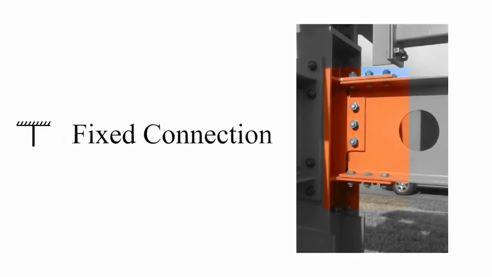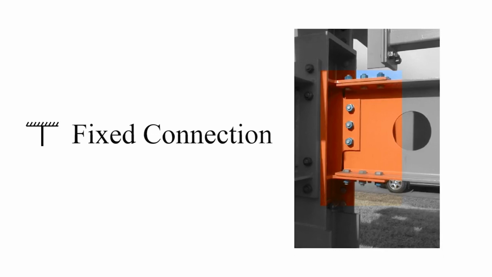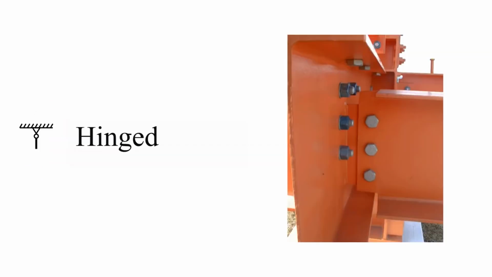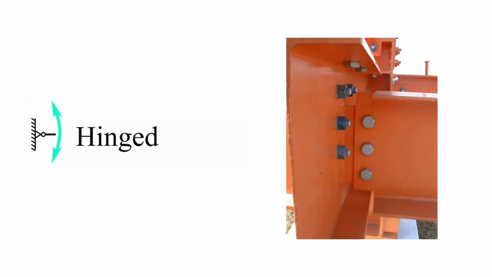For better understanding, we should practically know what these end connections are. The first one is the fixed end connection. As you can see in the picture, the flange is bolted and the web is also bolted. In this type of connection, the column cannot move in a horizontal direction and it also cannot rotate. The second one is the hinge connection. In this type of connection, the column cannot move in a horizontal direction but it can rotate.